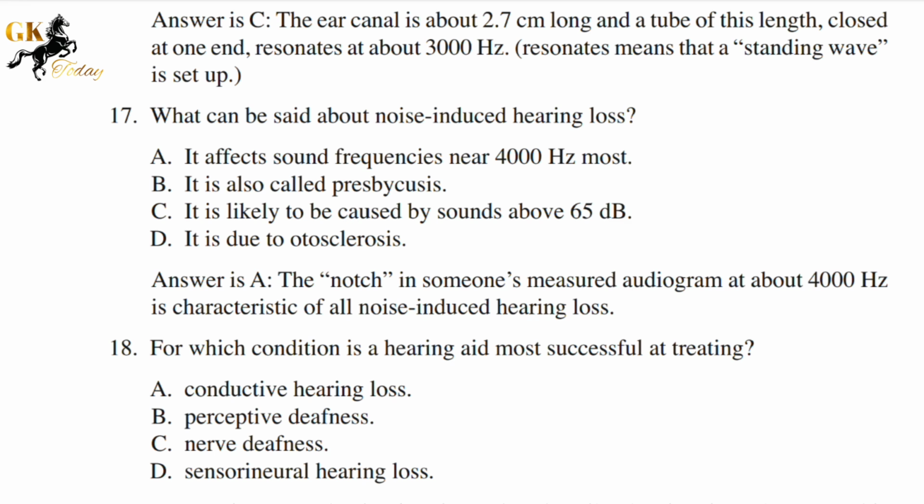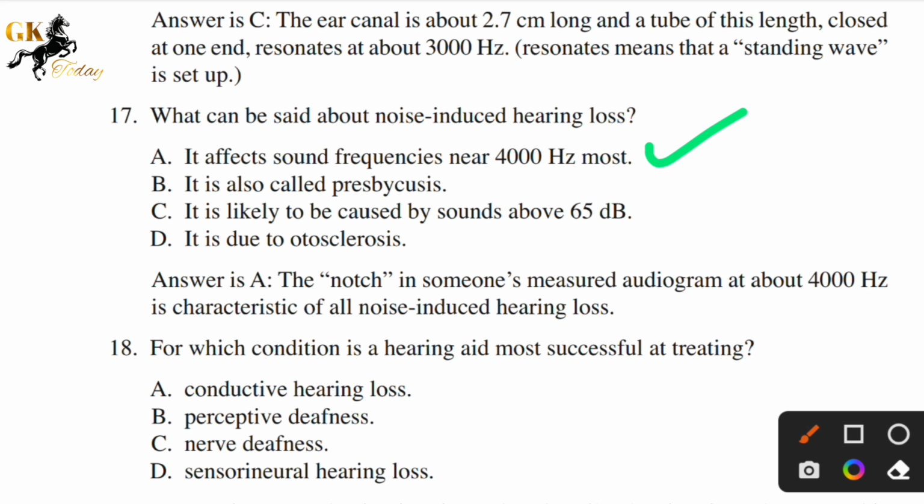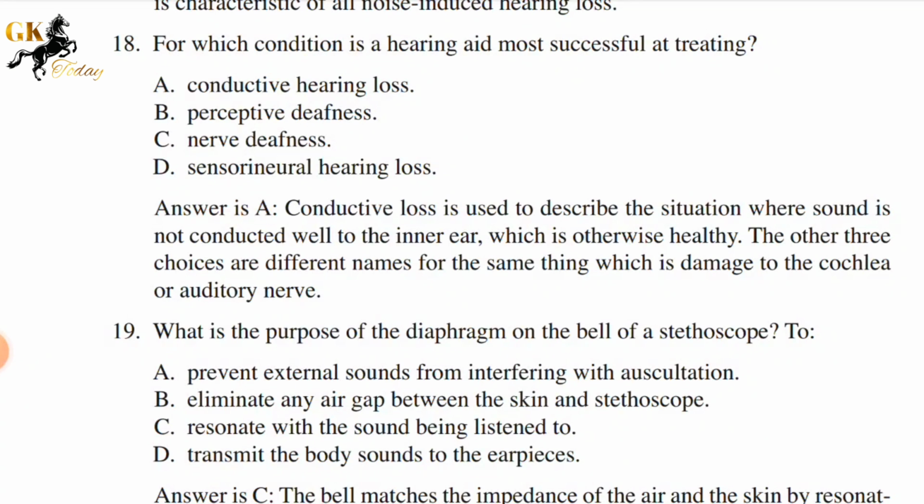What can be said about noise-induced hearing loss? It affects sound frequencies near 4000 Hz most. It is also called presbycusis. It is likely to be caused by sounds above 65 decibels. It is due to osteosclerosis. Option A, more than 4000 Hz. For which condition is a hearing aid most successful at treating? Conductive hearing loss, perceptive deafness, nerve deafness, sensory neuronal hearing loss. Option A, conductive hearing loss.